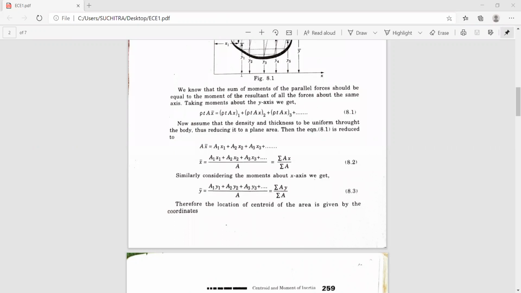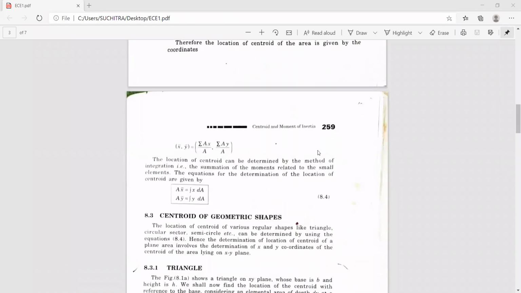Any doubts with this concept? Anyone? Basically, the center of gravity is a point on Earth where the resultant of the gravitational force is concentrated, whereas the centroid refers to plane areas, and it is also called the geometric center. This geometric center is located at distances x bar and y bar from the respective axes. These x bar and y bar are nothing but sigma A x divided by A and sigma A y divided by A.